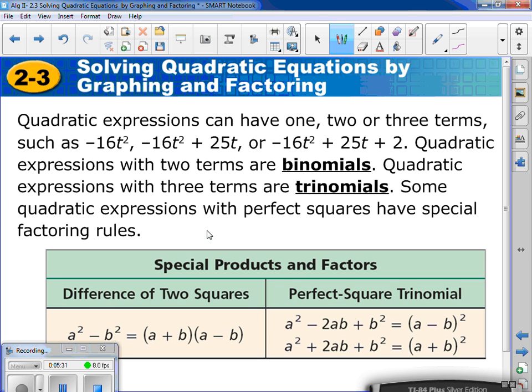There's a difference between having a difference of squares and a perfect square trinomial. Perfect square trinomial, you have 3 terms that you're working with. Difference of 2 squares, you're only dealing with 2 numbers.